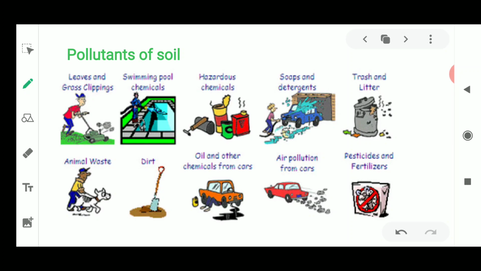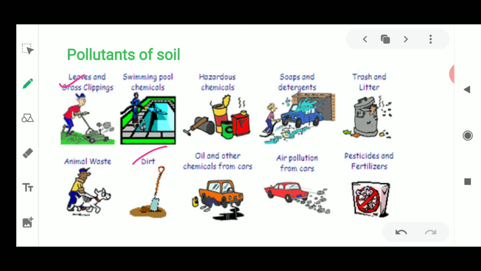You could see the leaves and the clippings, which are biodegradable waste. But if they are added in a large amount, they could cause certain chemicals to be released from these different parts, and they could also decompose and form ammonia, which is again a harmful gas.